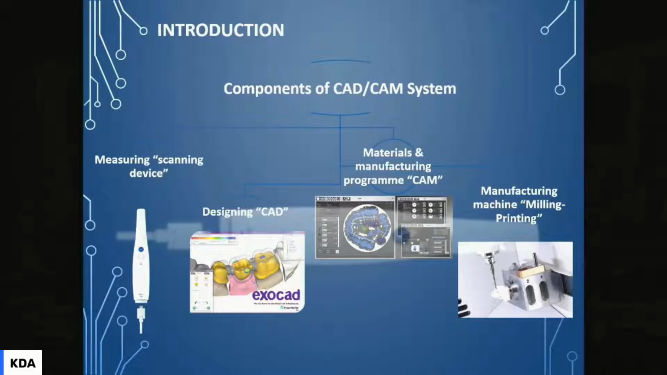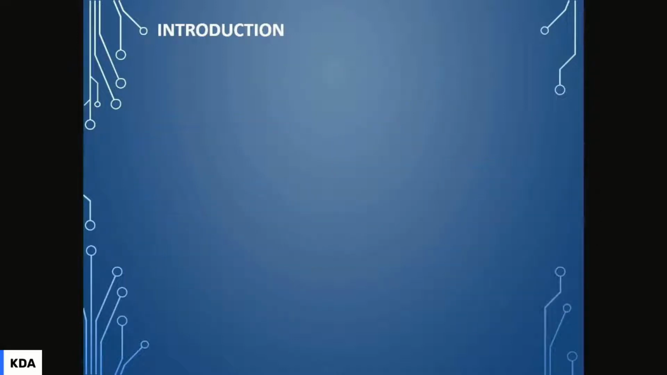And there are many software in the market. One of them is ExoCAD, another is 3Shape. And then after we design our 3D product, we need to convert that 3D product into a product that can be milled or printed in a milling machine or a 3D printer. And there is also a dedicated software for the milling part or the printing part, which is a CAM software. So this is basically, in brief, the cycle of digital workflow.